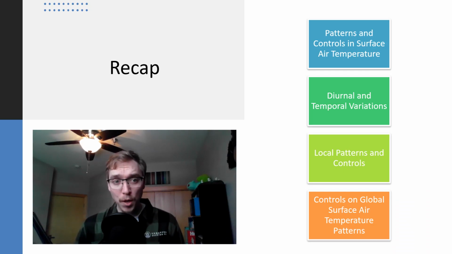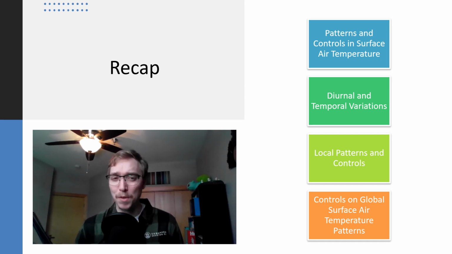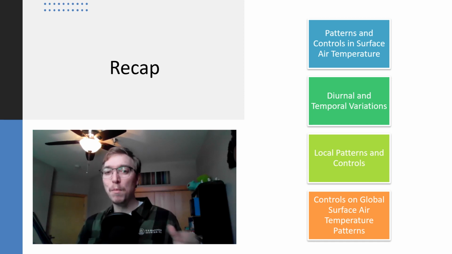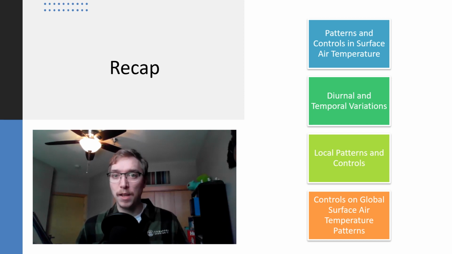This was a chunkier set of lectures, a chunkier module. The next one will be a little bit less chunky. We're talking about moisture and atmospheric stability, but we still have a few things to get through. But that'll set us up for much smoother sailing as the semester continues. So to recap, we talked about patterns and controls in surface air temperature, diurnal and temporal variations in air temperature, local patterns and controls, and global patterns and controls.